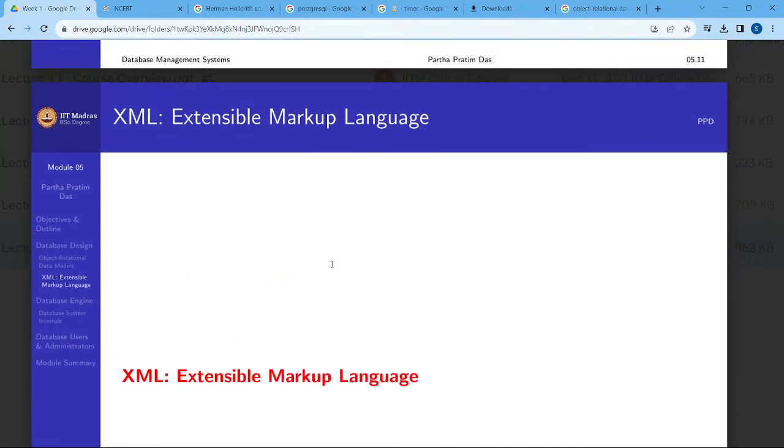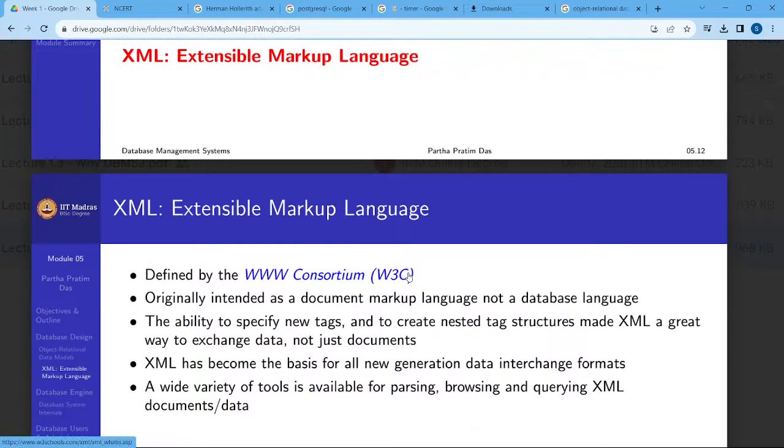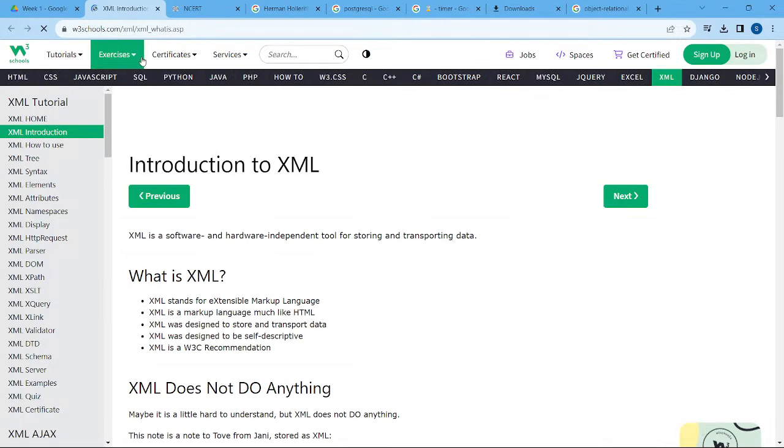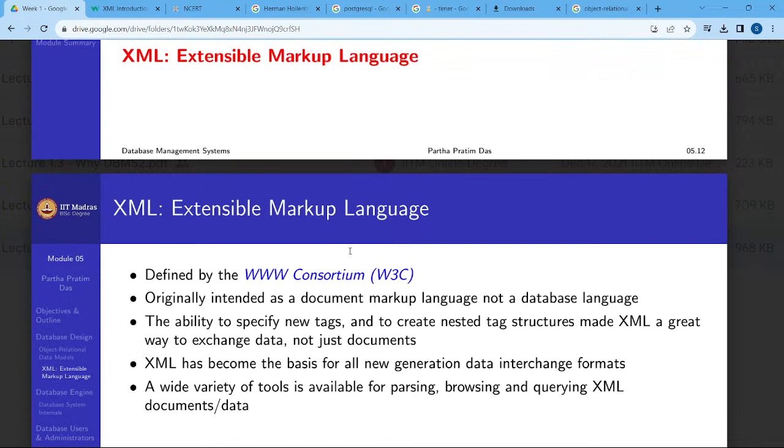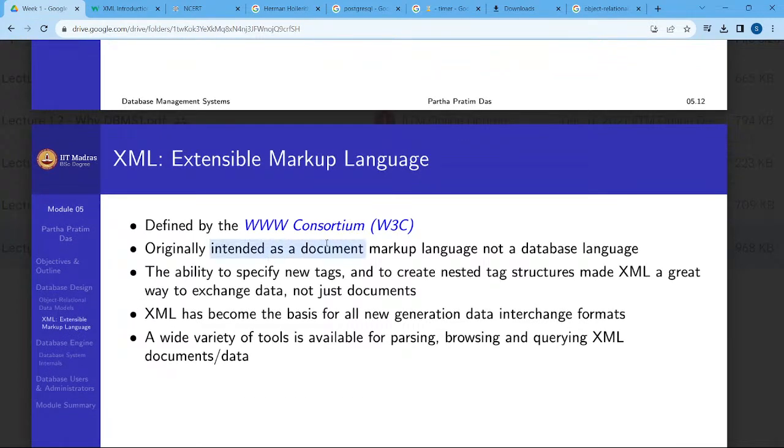XML, extensible markup language. It is defined by the W3C consortium. It was originally intended as a document markup language and not a database language. The ability to specify new tags and create nested tag structures made XML a great way to exchange data, not just documents. XML has become a basis for all new generation data interchange formats. A wide variety of tools is available for parsing, browsing, and querying XML documents.